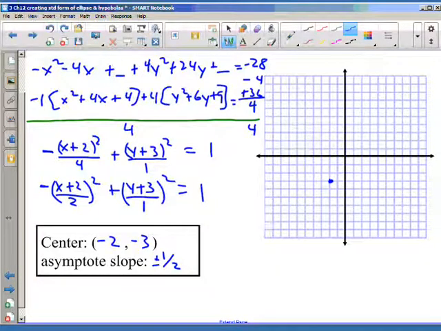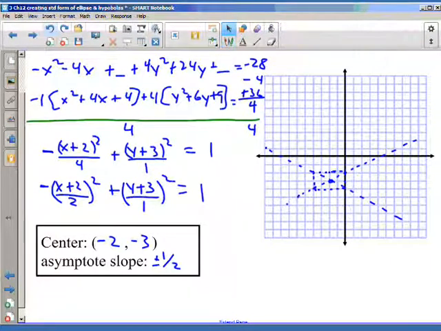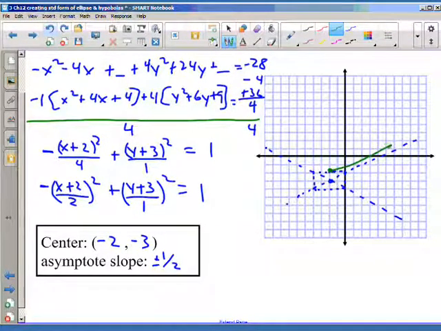Go up 1, right 2. That's pretty lousy. Something like that. And now make our box, 1 vertical. And that allows us to make our sketch, our actual graph, opening vertically, going through this point and approaching these asymptotes.